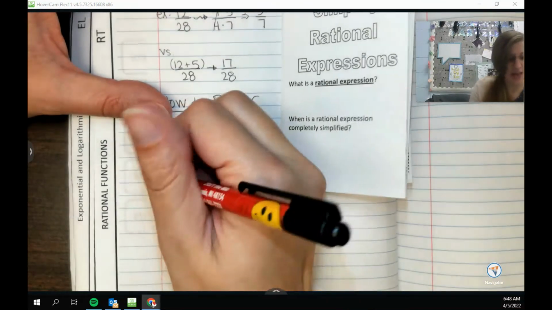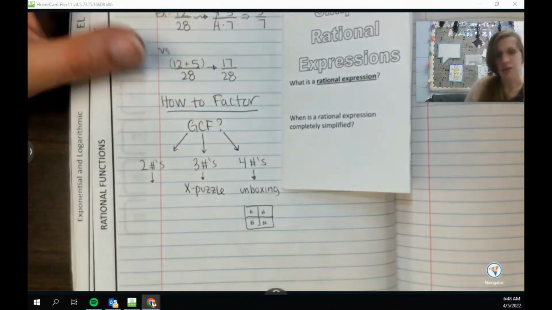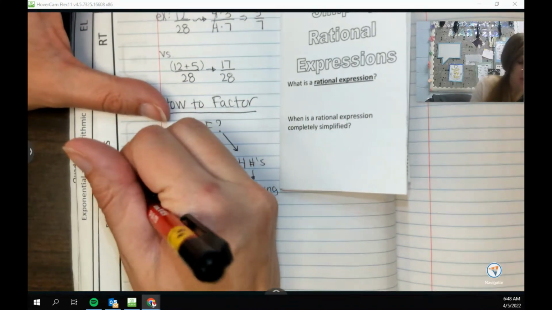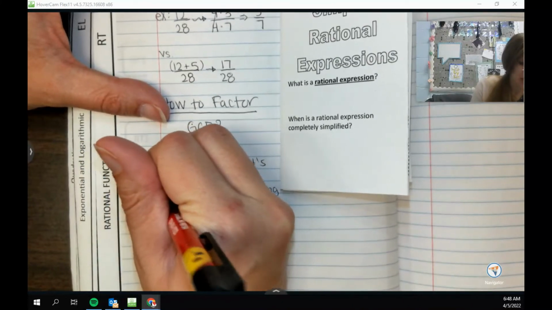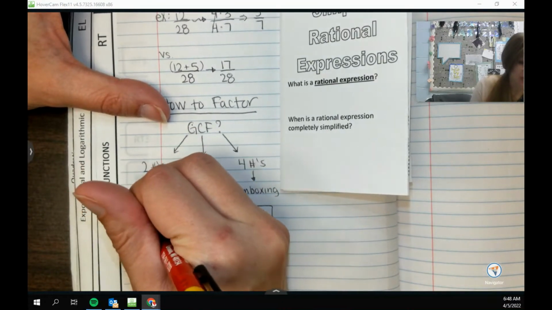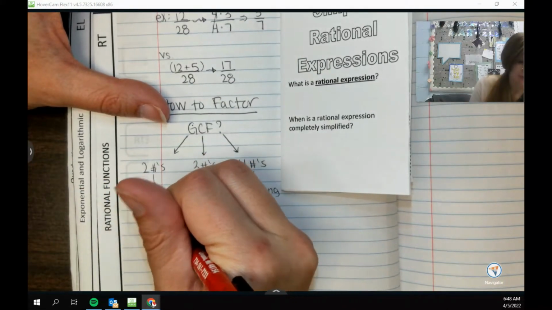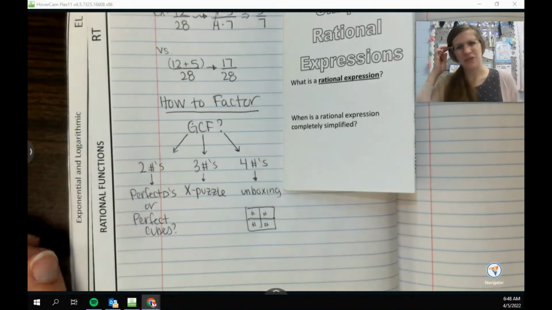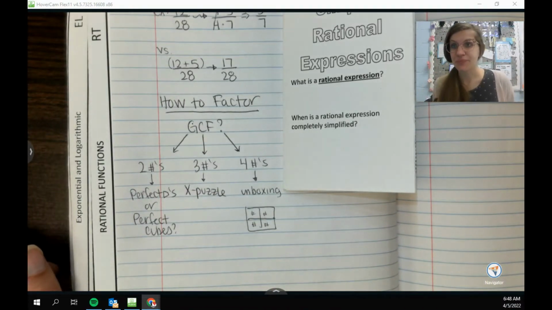The last way that we talked about factoring was when we had 2 terms, and this was kind of the trickiest one. It might just be a GCF thing, but then you might ask yourself, do I have perfect squares or perfect cubes? And each of those factor different ways. And so we kind of have to remember how to do that.